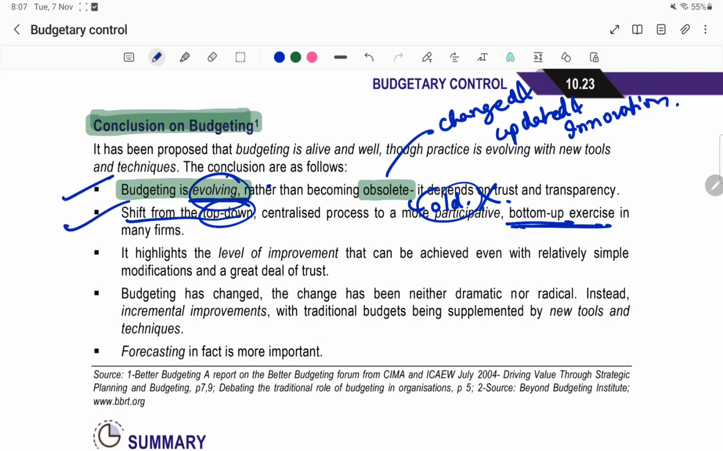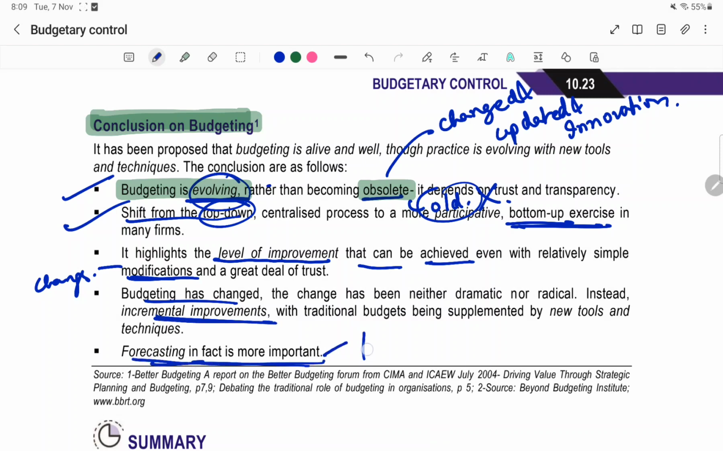So 2 points are covered. It should be evolving and not old. So the evolving point is done, the top down point is done. The third point is that level of improvement is to be there, and that can be achieved with simple modifications. Again, it is talking about the changes. Then it is that incremental improvements will be there, and forecasting in fact is more important. This we studied in feed forward control.